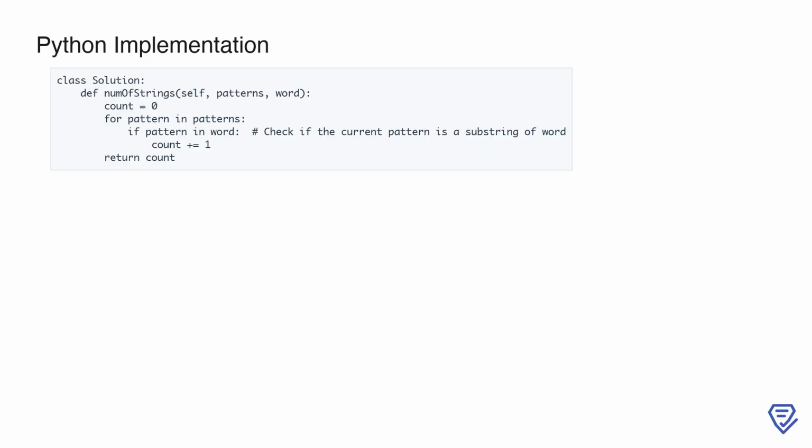Edge cases. The code handles edge cases such as an empty patterns list: the loop is skipped, and the function returns 0. Patterns that are longer than word: these will not match, as the substring check will return false. Duplicate patterns in the list: each occurrence is counted independently if it matches. This implementation is concise, efficient, and adheres to the problem requirements, making it a robust solution for the task.